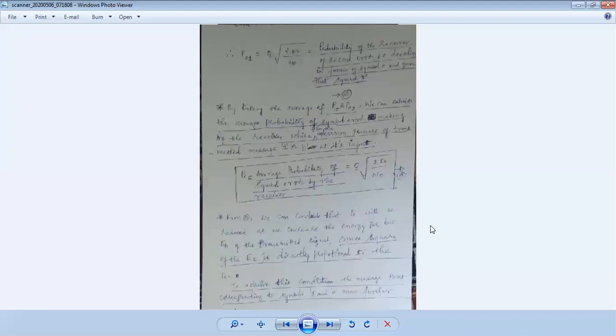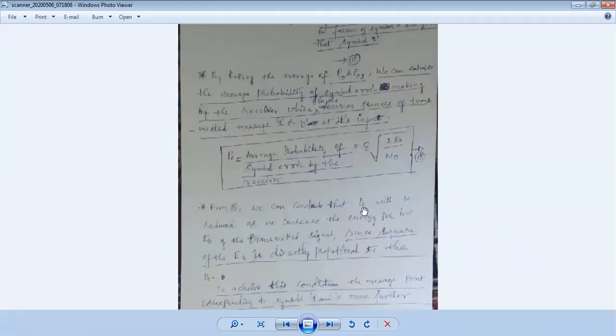So from equation 3 we can conclude that PE, the average probability of symbol error by the receiver, will be reduced as we increase the energy per bit of the transmitted signal. Look back here: as the energy of the signal is more, let us say Eb is equal to 4, then this term becomes less, because Eb is within the square root. That means as you increase the energy, PE will be reduced.